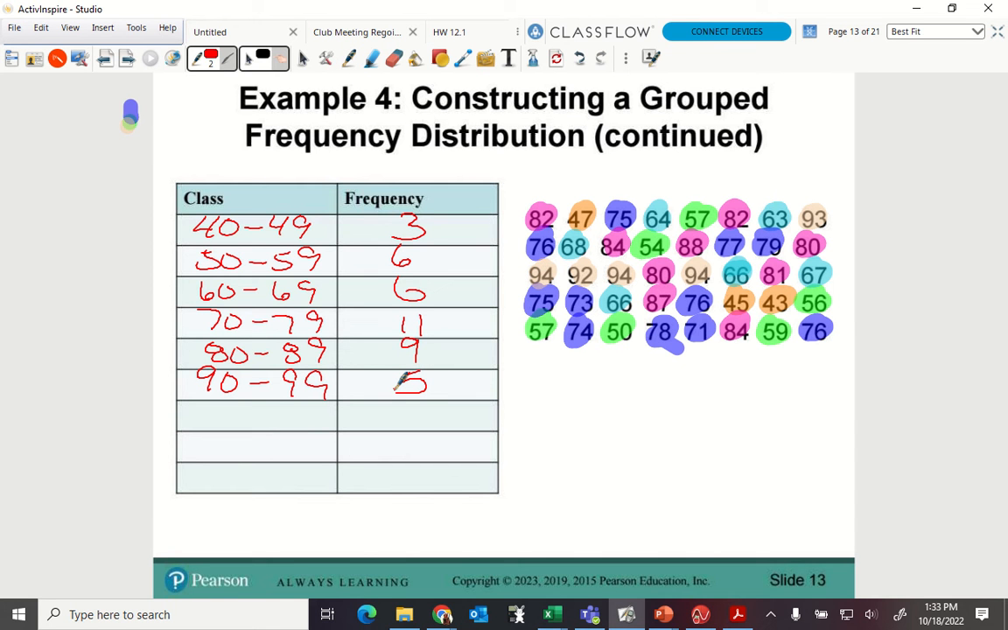Now that we have the data organized, what can you tell me about the data? Okay, so 70 to 79, this is the most, right? The most frequent. That's the most frequent. That happens the most. Okay, least frequent would be? Okay, so there's least. That's actually pretty good.